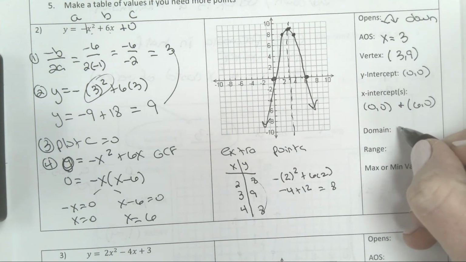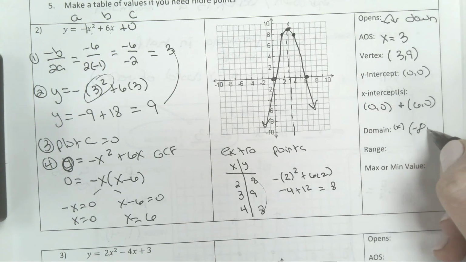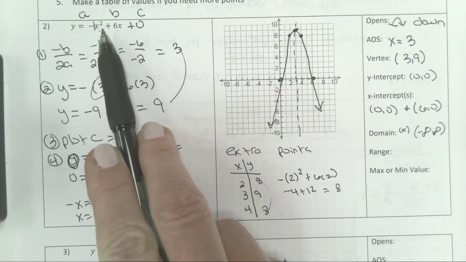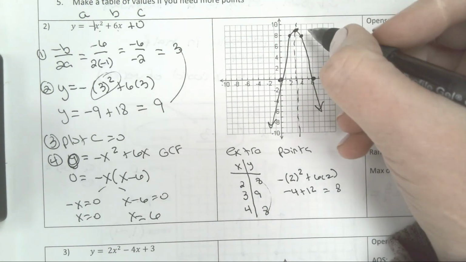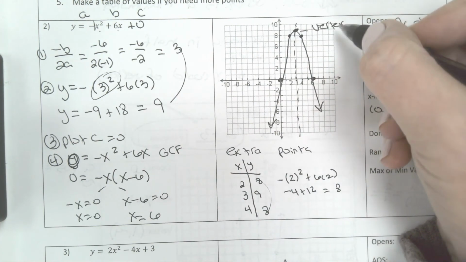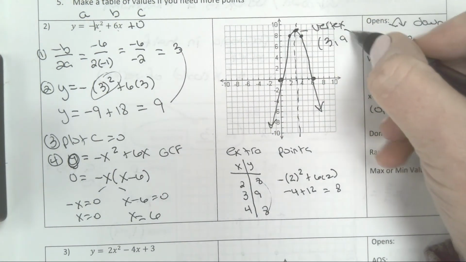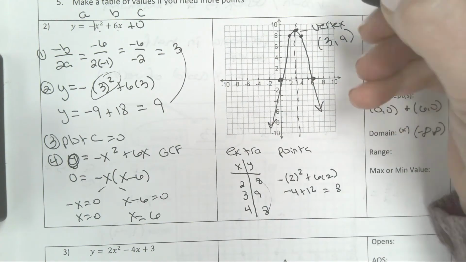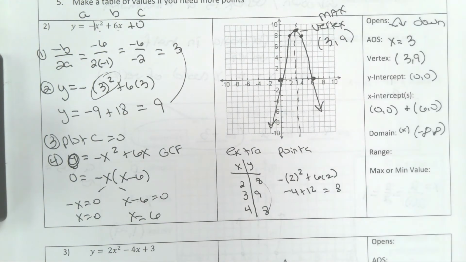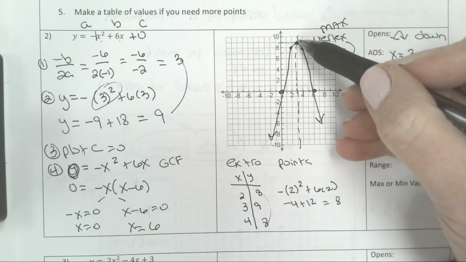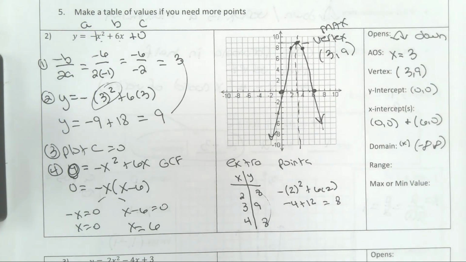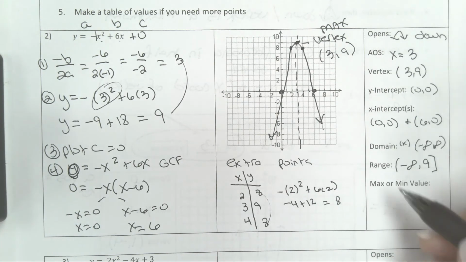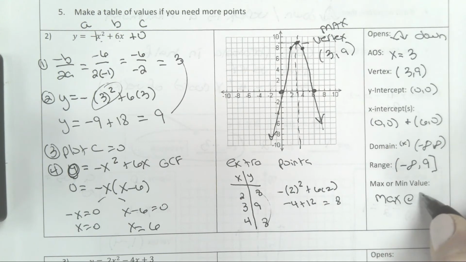Your domain is your x values. It is always going to be -infinity to infinity on a quadratic because you can plug any number in for x that you want to. Your range. So here's your vertex up at 3, 9. So 9 seems to be the maximum point up here. So this vertex is a maximum, and it's going down to infinity from there. So recall that we write that as negative infinity to 9. And this one has a max at 9.